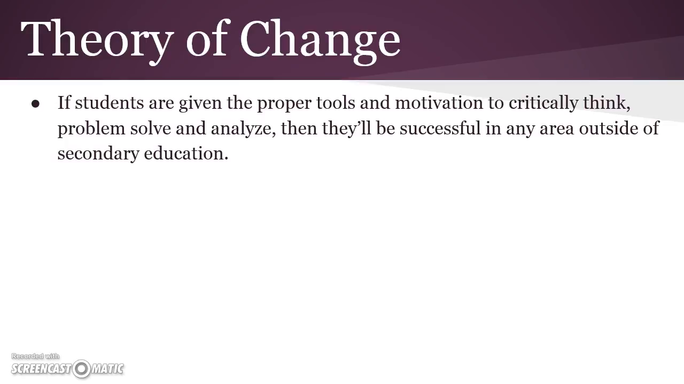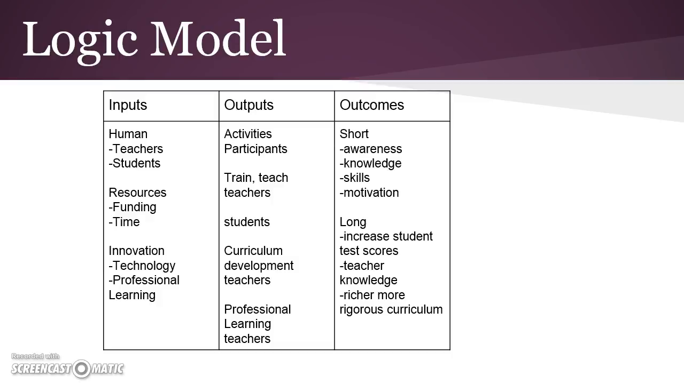outside of their secondary education. The logic model that has been devised is that for the inputs, you have the human component, so the teachers and students. There are other stakeholders involved. However, the teachers and students are the ones who will be most affected by this evaluation plan. Resources: there needs to be funding and time in order for this evaluation to take place and to be successful. And for the innovation, there needs to be the technology part involved, and also professional learning of the teachers.